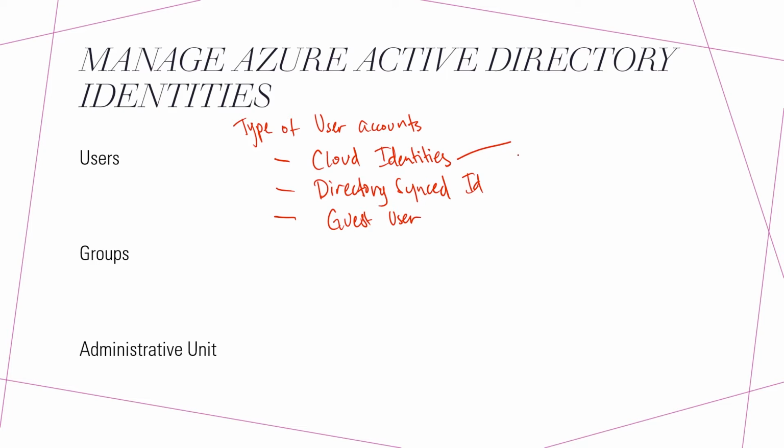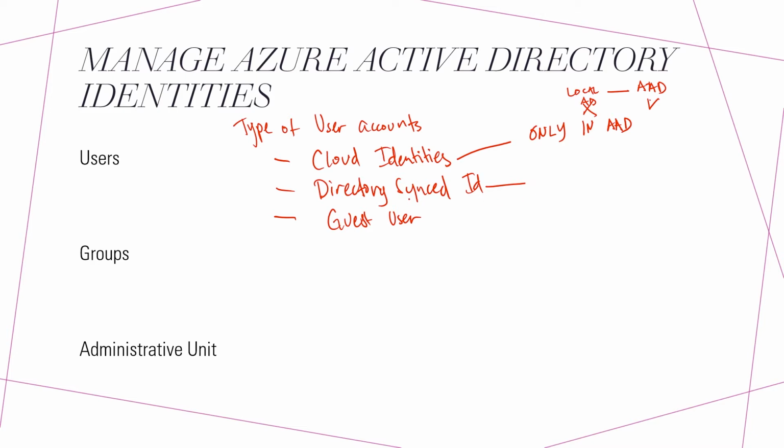Cloud identities are user accounts that exist only in Azure AD. That means it's been created within Azure AD and it doesn't exist anywhere else. Let's say you have a hybrid setup: you have a local AD and an Azure AD. If you create a cloud identity, it will only be available in the Azure AD, not in the local AD. Simple as that.